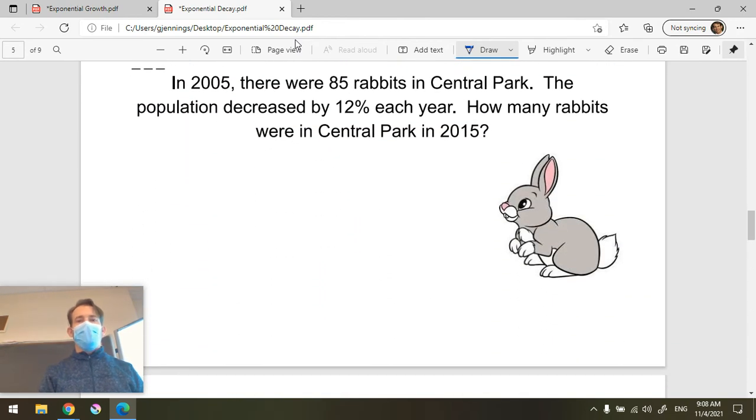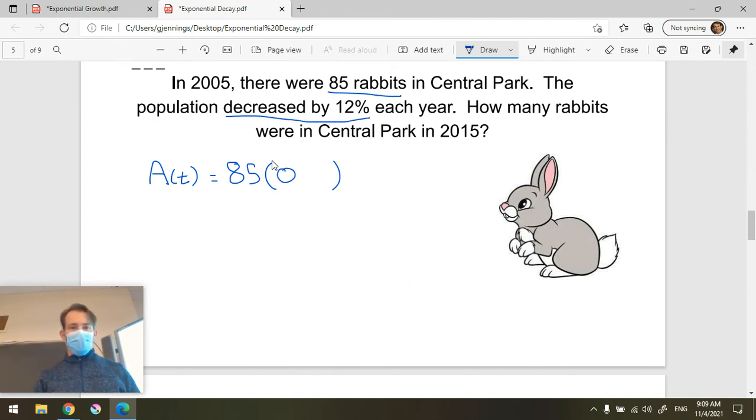So in 2005, there were 85 rabbits in Central Park, but the population is decreasing by 12% each year. So first, we want to find out an equation that's going to model this. The amount of rabbits is going to be a function of time. And what will I use as my initial value? 85. Thank you for all shouting it out at the same time. 85 rabbits. And what do I put in here for my growth factor? 1.12. The population decreased by 12% each year. Oh, 0.88. Good. 0.88. And I raise that to the power t.